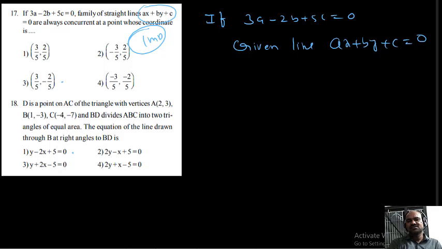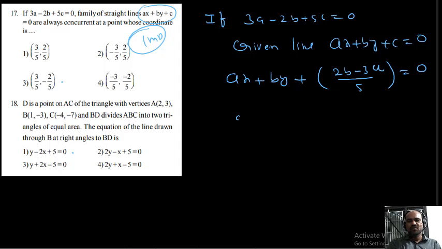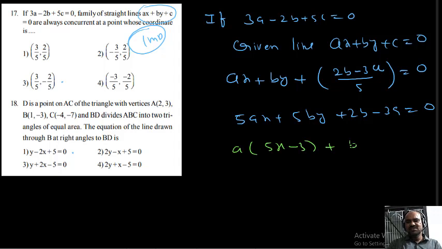I want to eliminate c. That's why ax plus by, instead of c, I can write 2b minus 3a by 5, equal to 0. So 5ax plus 5by plus 2b minus 3a equal to 0. Now I want to write in standard form. Take a common: a times 5x minus 3, plus b taken common, 5y plus 2, equal to 0.